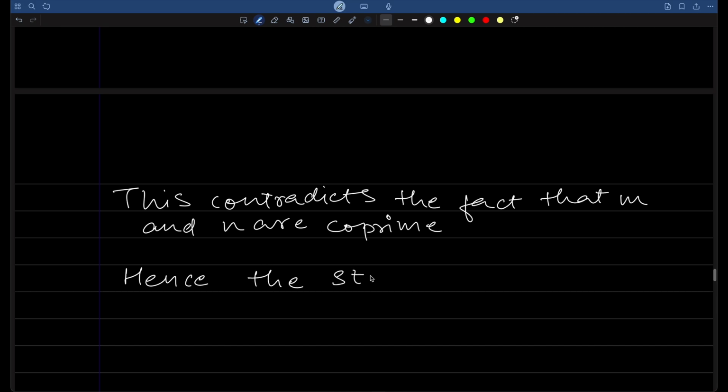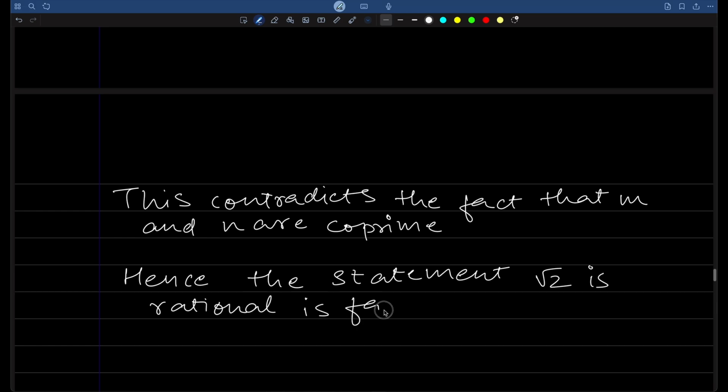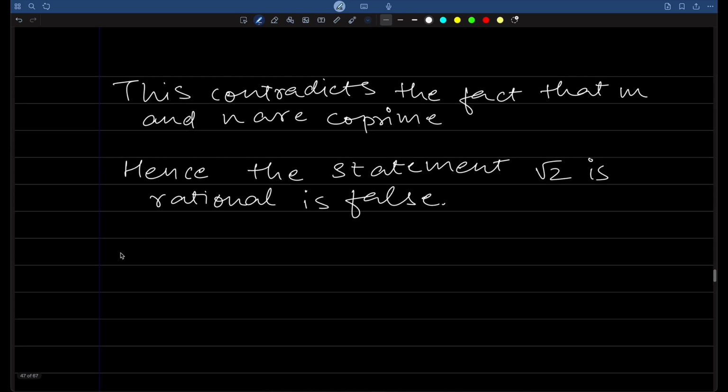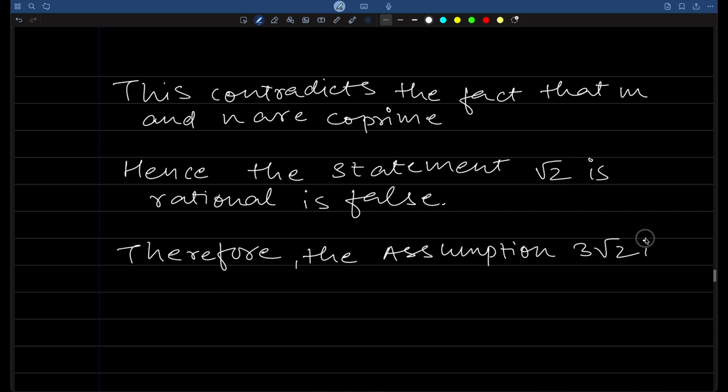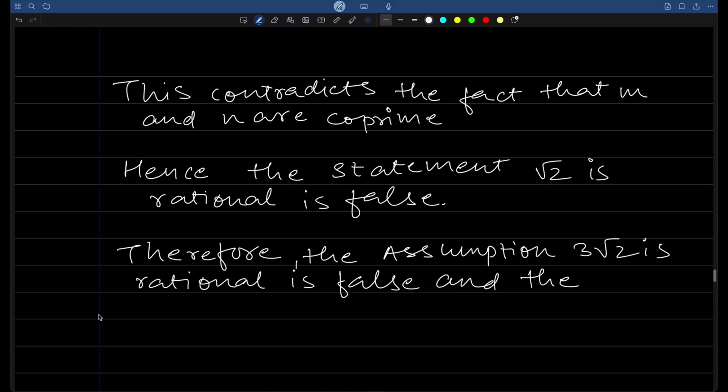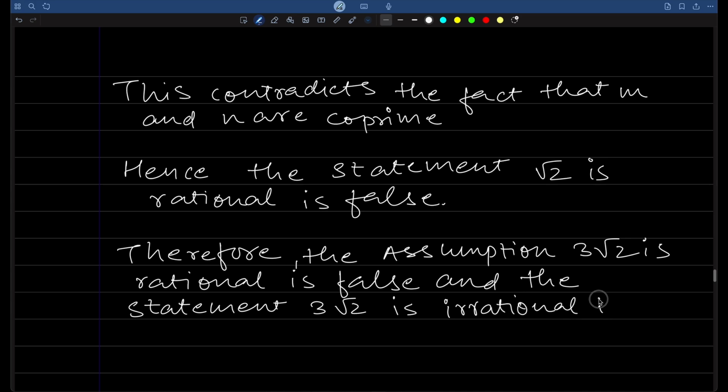Hence, the statement root 2 is rational is false, and therefore the assumption that 3 root 2 is rational is false, and the statement 3 root 2 is irrational is true.